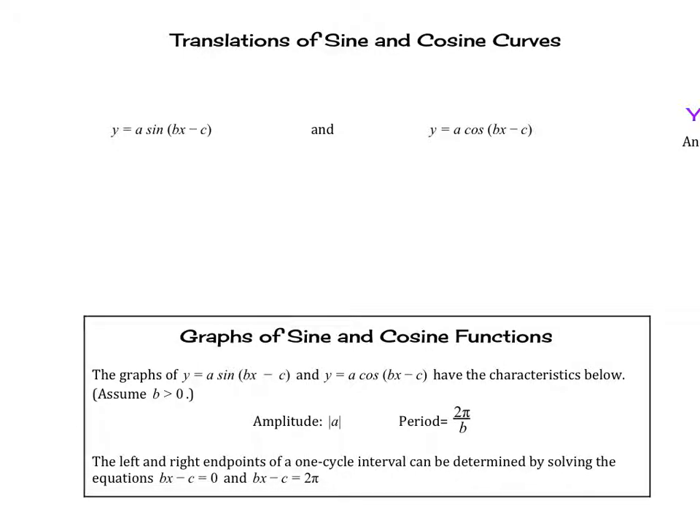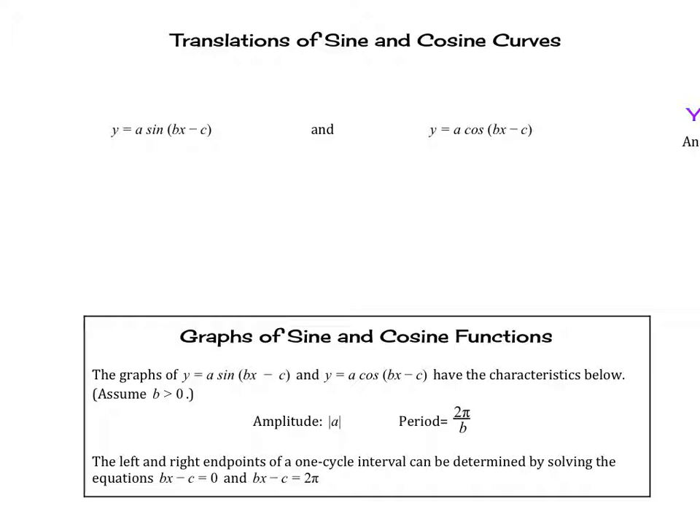So we're going to look at translations of sine and cosine curves. So we're going to look at y equals a sine of (b times x minus c) and y equals a cosine of (b times x minus c). So the graphs of y equals a sine (bx minus c) and y equals a cosine (bx minus c) have the characteristics below. So the amplitude is a, we know that from previously, and the period is 2 pi over b.